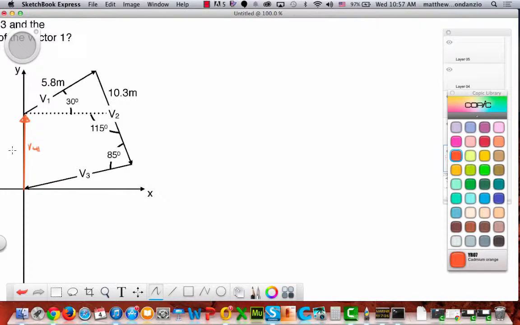If we look at V1, I've got a vector here that goes from here to here and here to here, and I come down to here. Now vector 2, I've got a vector. I can break that vector into components.